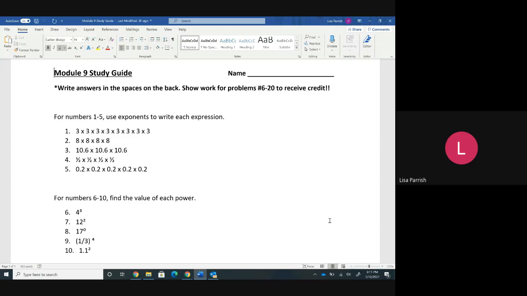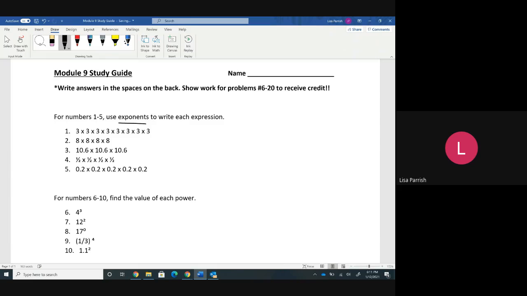So this first section, which is similar again to your review and your quiz section, says to use exponents to write each expression. Okay, now this is very important. All right, they're asking you to use exponents. So think back to when we did the exponents unit. We called this format that you see here in 1 through 5, we called this expanded form. Okay, that was when you wrote the power out in expanded form, the number times itself, however many times you see there.